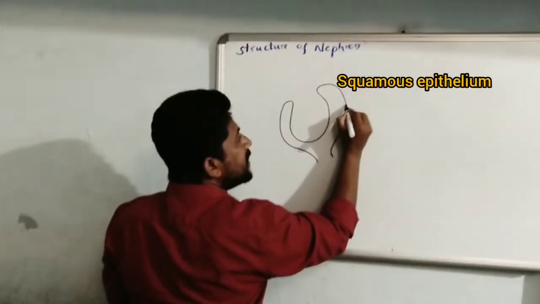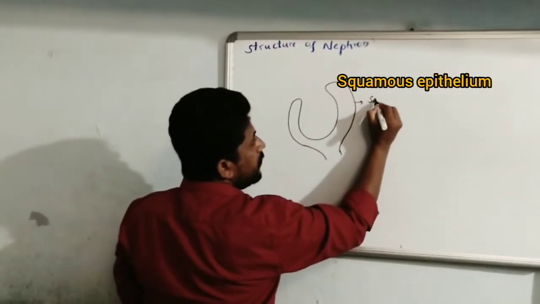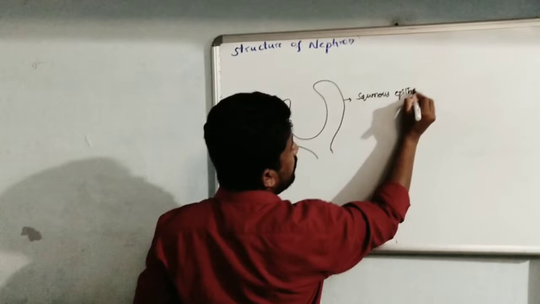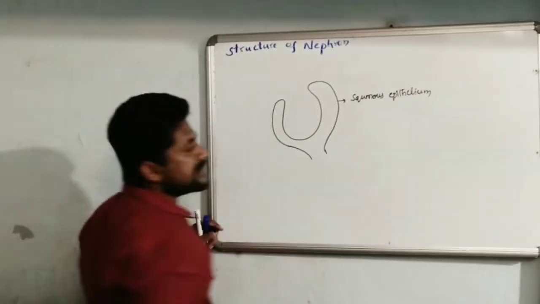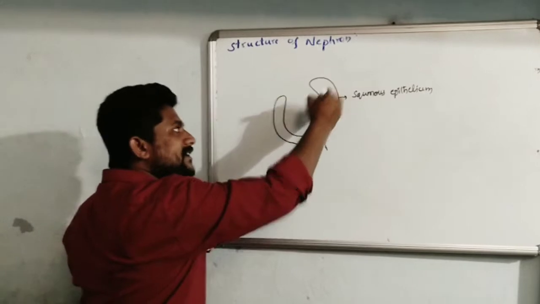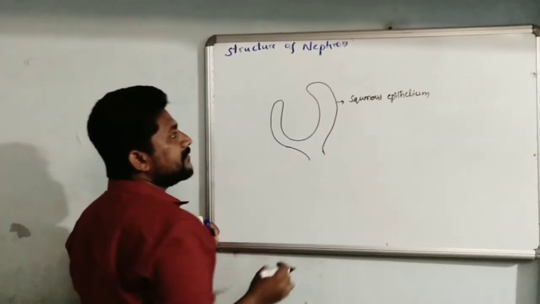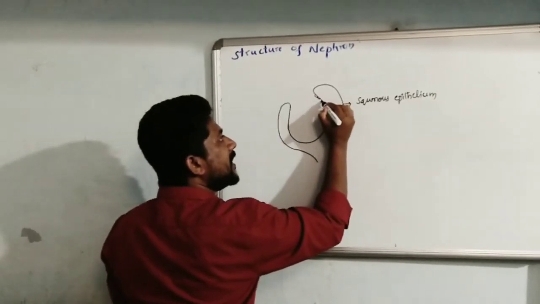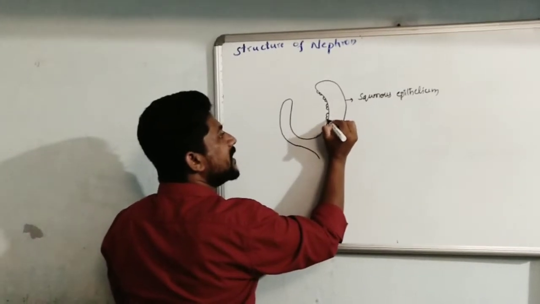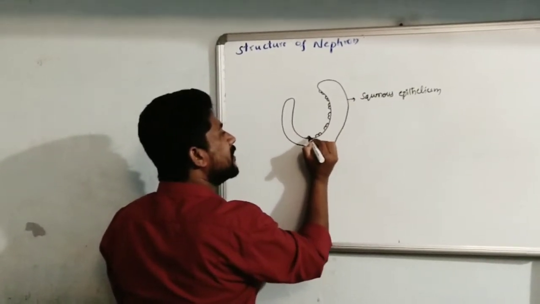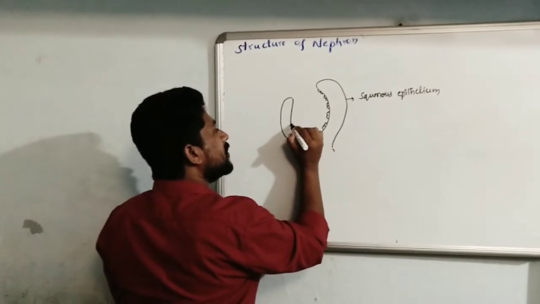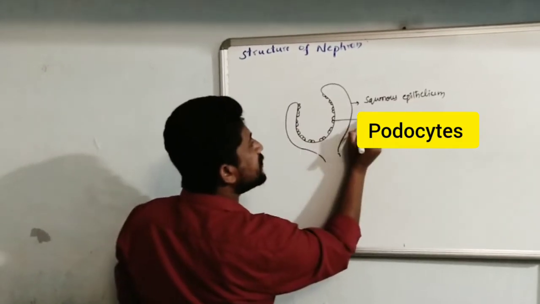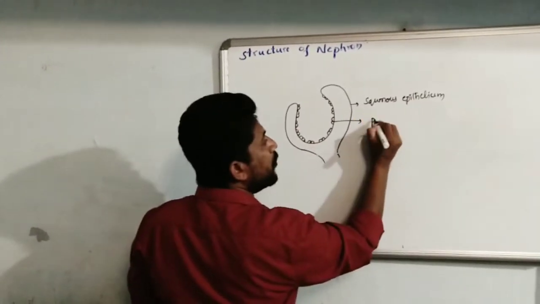Here the outer layer is squamous epithelium. And the inner layer is an epithelium which has unique cells. Those unique cells are known as podocytes. The inner layer of the Bowman's capsule consists of unique cells known as podocytes.